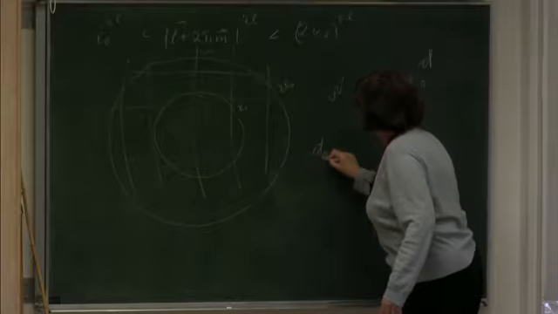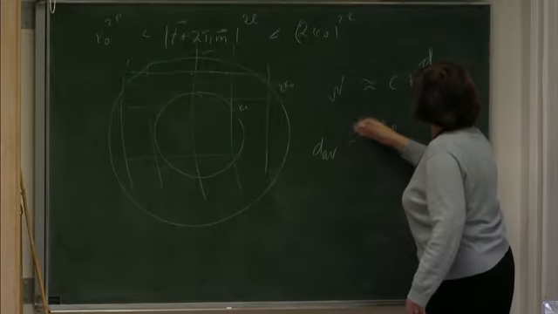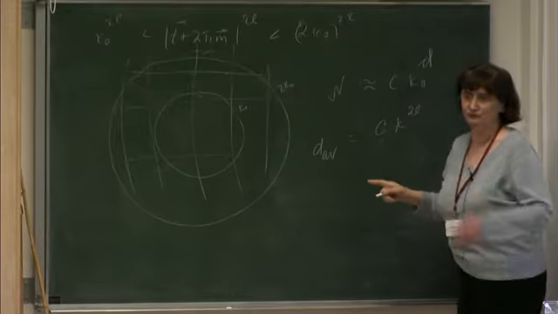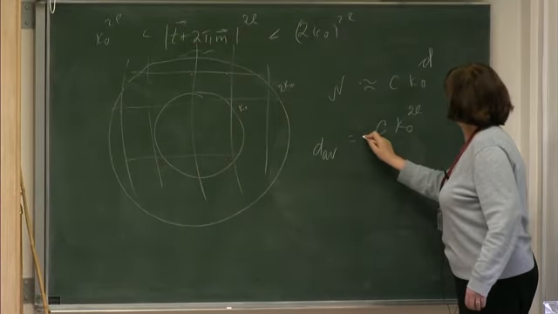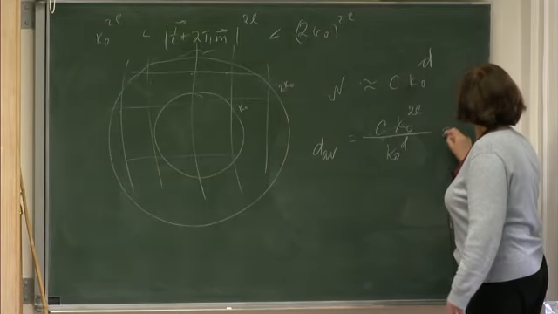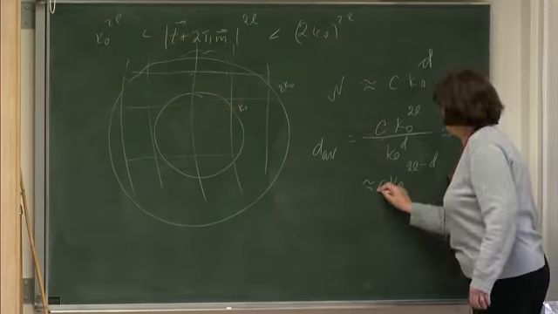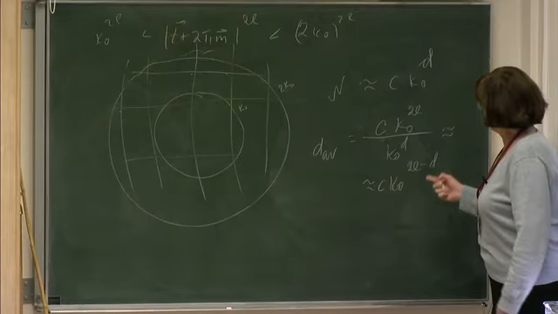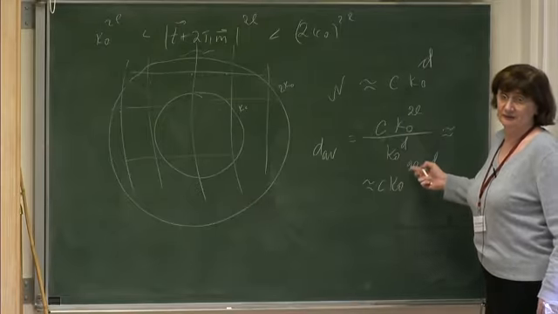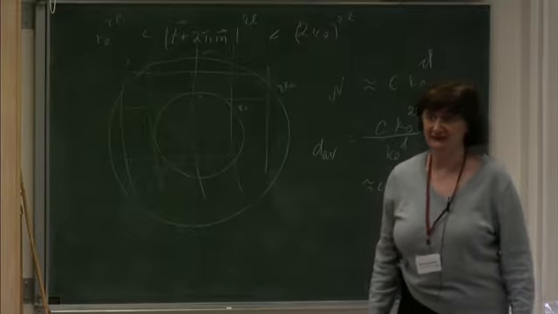So the average distance will be the length of the interval, something like c k0 to L, this is some power of 2 or whatever, divided by k0 to d, the number of points in the interval. The average distance is k0 to L minus d. You can easily check: take L equal to 1, d equal to 1, you will get 1. The average distance for the one-dimensional case is really something like k0.